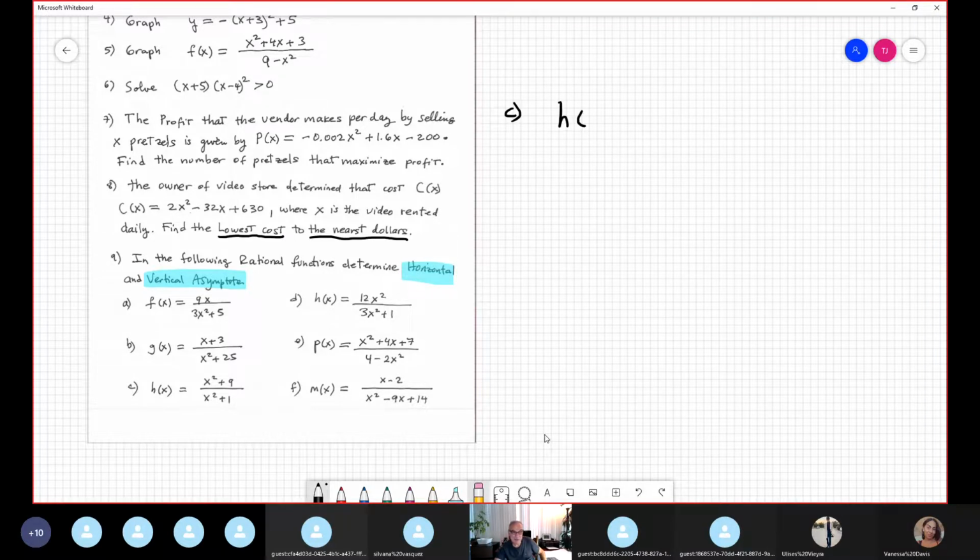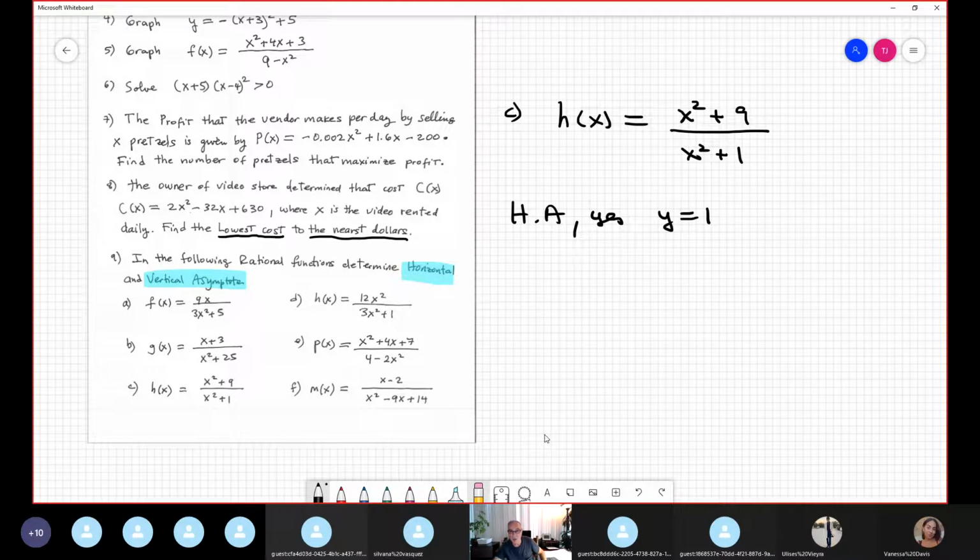C is h of x equal to x squared plus 9 over x squared plus 1. Horizontal asymptote, of course we have, because the degrees are the same, but not special, it's regular: y equals 1. Where does that 1 come from? It is the division of this coefficient, which is 1, by this coefficient, which is 1, because you take the term that has the higher degree. In this case, it's the same.